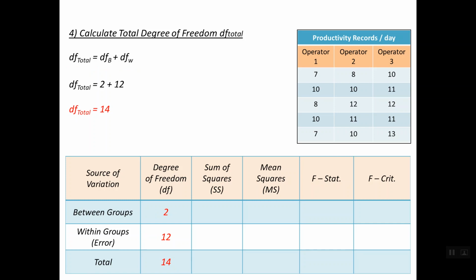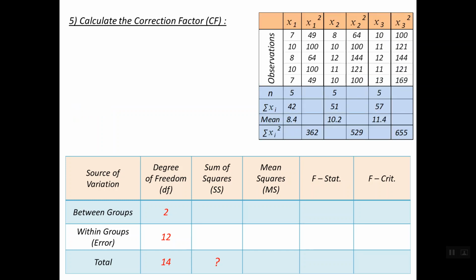Now we calculate the sum of squares, which is called the SS. The abbreviation of the sum of squares is SS. Before starting the calculation for the total SS, we need to make some simple calculations regarding the raw data for the three groups or the three workers. Here in the table above, we have x1, which is related to operator number 1, x2 for operator number 2, and x3 related to operator number 3.